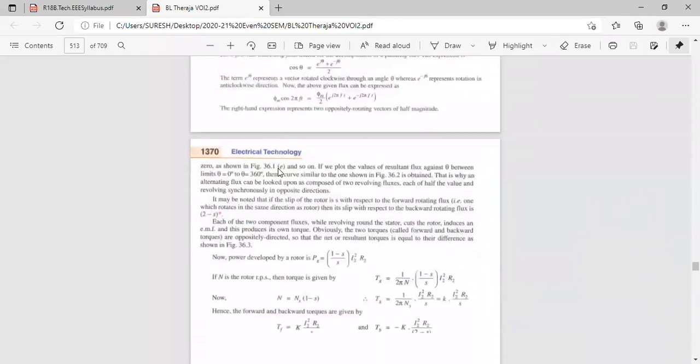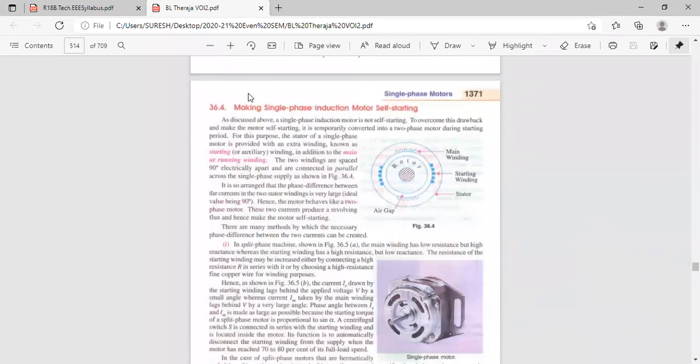Now, see here, making a single phase induction motor self-starting. I have already explained how to make a single phase induction motor self-starting with the help of the starting winding. Whatever I have explained, they have given here. A single phase induction motor is not self-starting. To overcome this drawback and make the motor self-starting, it is temporarily converted into a two-phase motor during the starting period only. Read this line carefully.